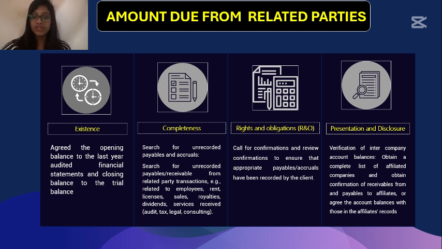Thirdly, rights and obligations. Call for confirmation and review confirmations to ensure that appropriate payables and accruals have been recorded by the client. Finally, presentation and disclosure. Verify intercompany account balances and obligations, obtain a complete list of affiliate companies, and obtain confirmation of receivables and payables to affiliates, or agree the account balances with those in the affiliate's records. Next, Apsara will explain cash and cash equivalents.